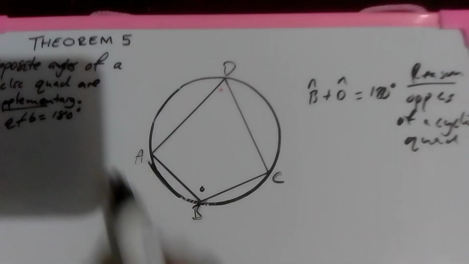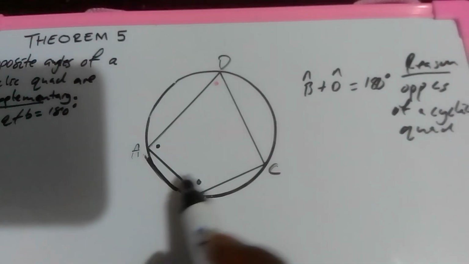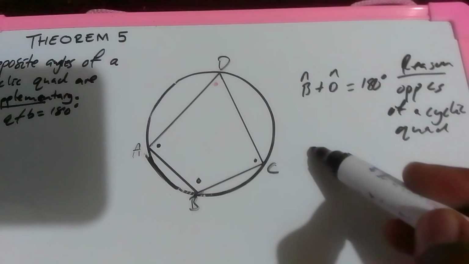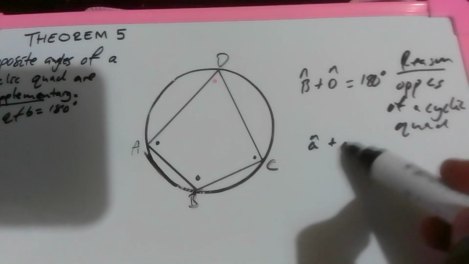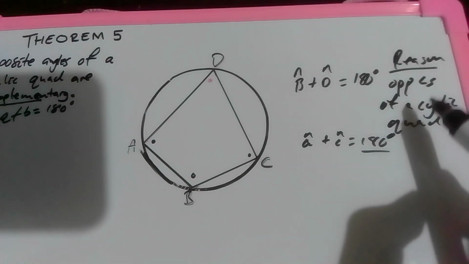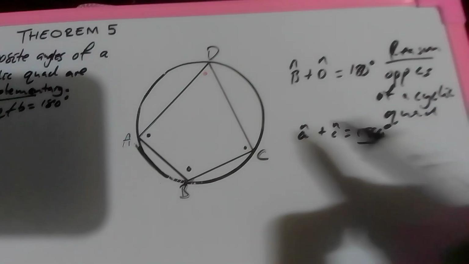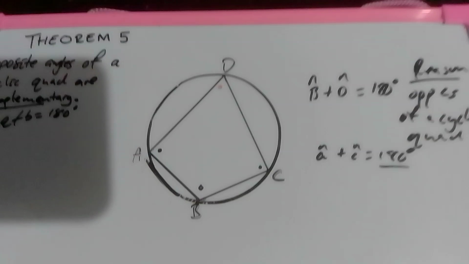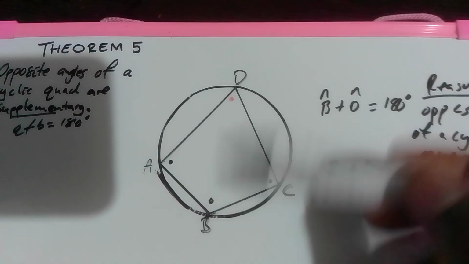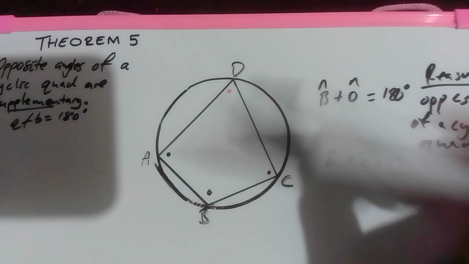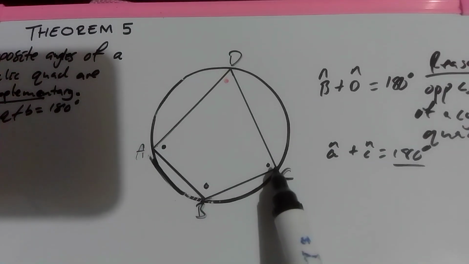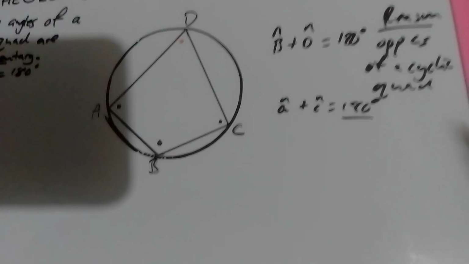Now observe, we also have angle A here and angle C there. It also means that angle A plus angle C is equal to 180 degrees. And it's still the same reason, opposite angles of a cyclic quad. Now, then they ask, prove that angle B plus angle D is equal to 180 degrees, or angle A plus angle C is equal to 180. They are supplementary in other words.